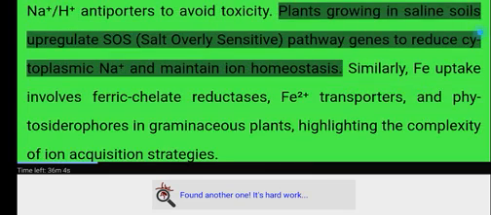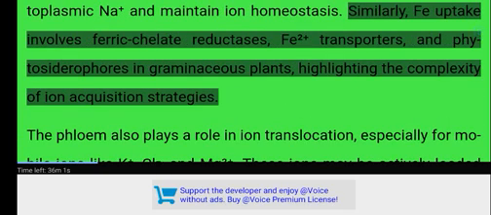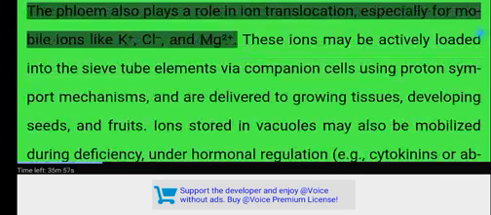Plants growing in saline soils upregulate SOS, salt overly sensitive pathway genes, to reduce cytoplasmic Na+ and maintain ion homeostasis. Similarly, Fe uptake involves ferric chelate reductases, Fe2+ transporters, and phytosiderophores in graminaceous plants, highlighting the complexity of ion acquisition strategies. The phloem also plays a role in ion translocation, especially for mobile ions like K+, Cl-, and Mg2+.